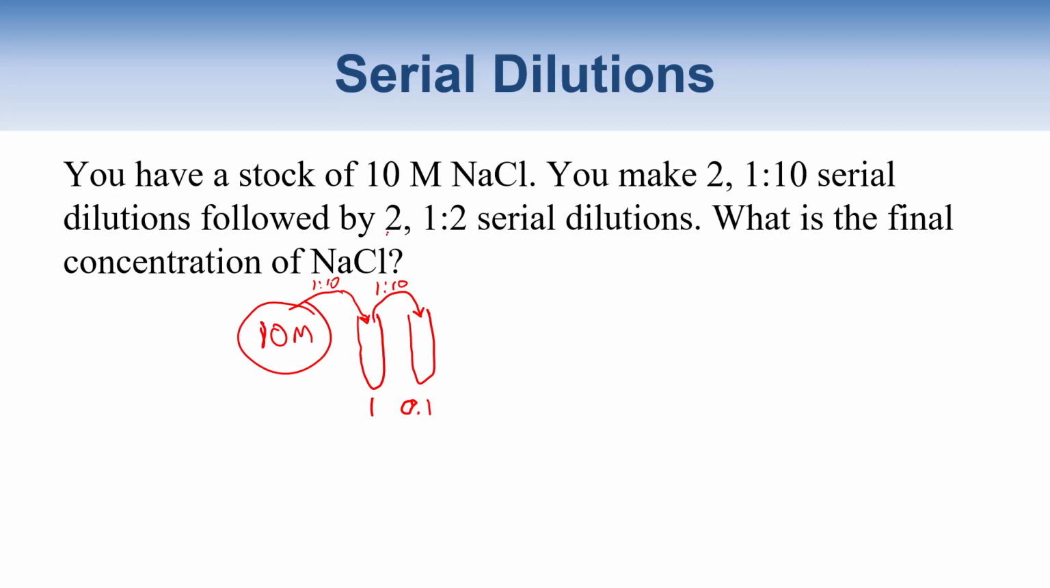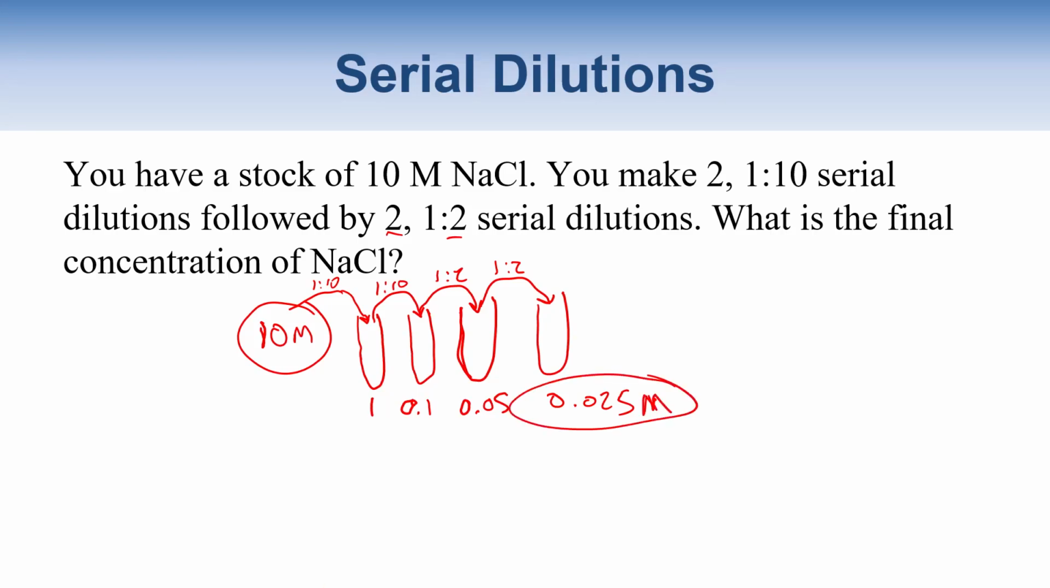And now we got to make our 1 to 2 serial dilutions. So when we go to a 1 to 2, we're just cutting it in half. So divided by 2, 0.05 in a 1 to 2. And we're going to do the second 1 to 2 that they requested, which means we'd cut it in half again. So 0.025. This is our final concentration after performing those serial dilutions.